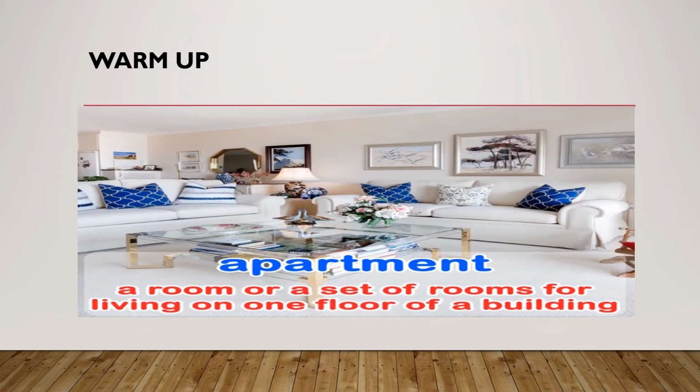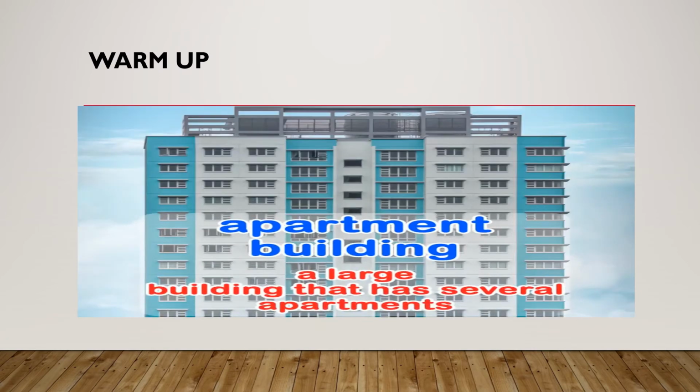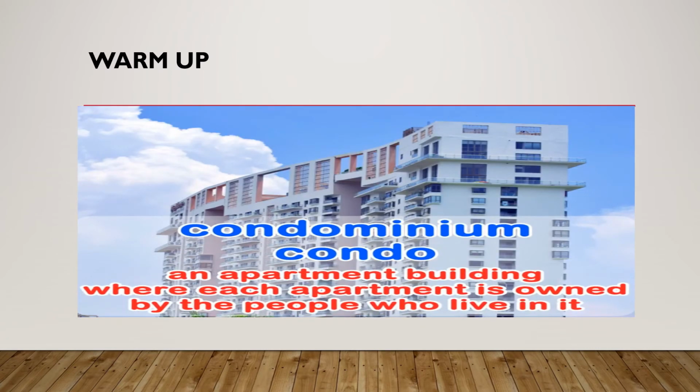Apartment. An apartment is a room or a set of rooms for living on one floor of a building. Apartment building. An apartment building is a large building that has several apartments. Condominium or condo. A condominium or condo is an apartment building where each apartment is owned by the people who live in it.